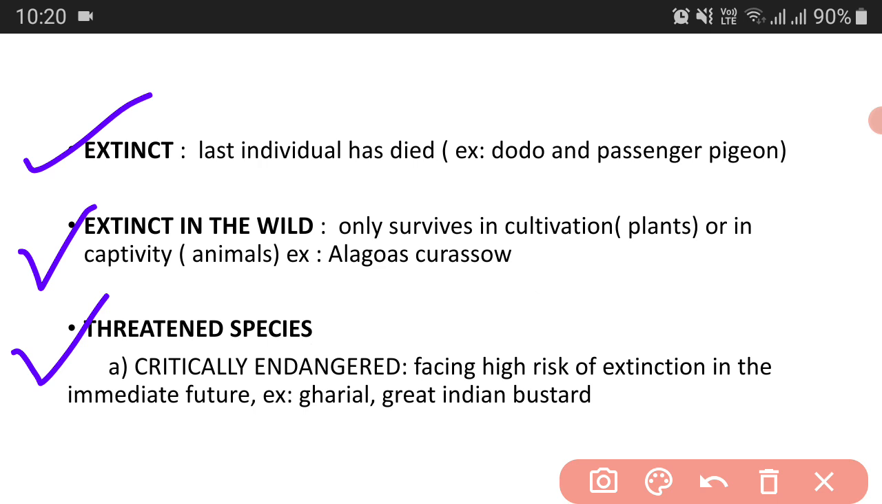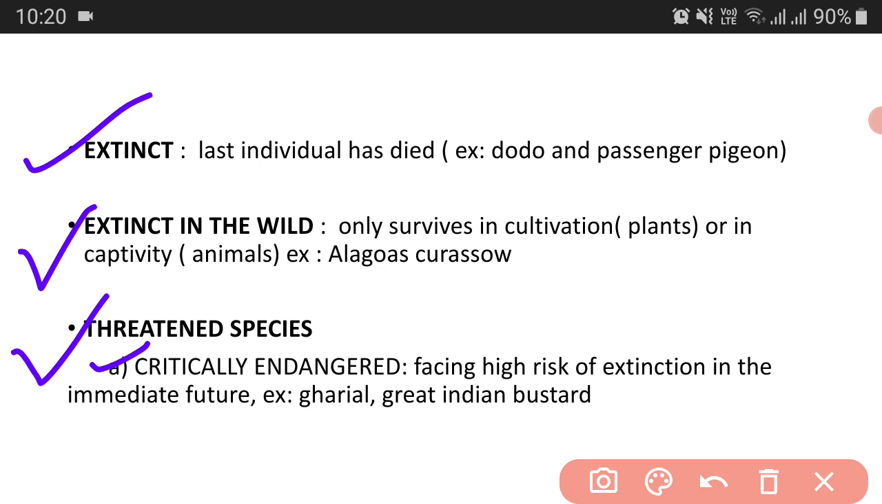Now, third one, that is the most important category, is threatened species. This threatened species category is divided into three categories. First is your critically endangered category. This critically endangered category includes those animals or organisms that are facing high risk of extinction in the immediate future. That is, they are so near to facing extinction. Example is gharial and Great Indian bustard.